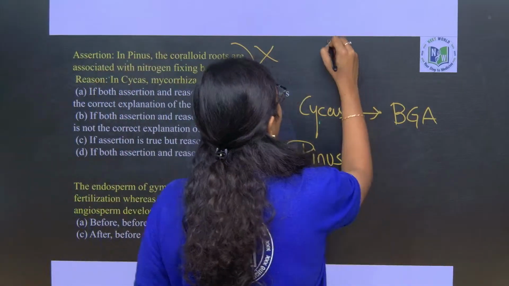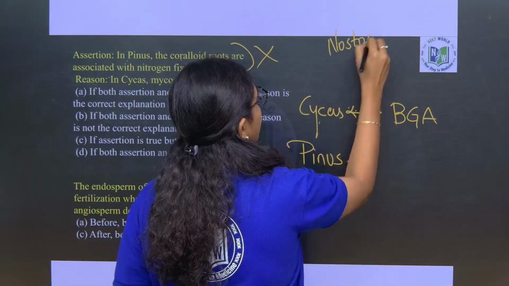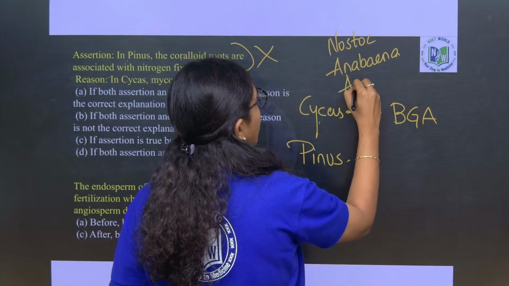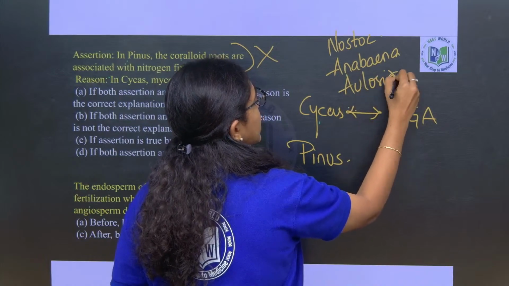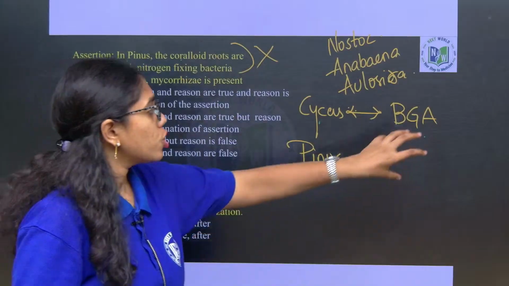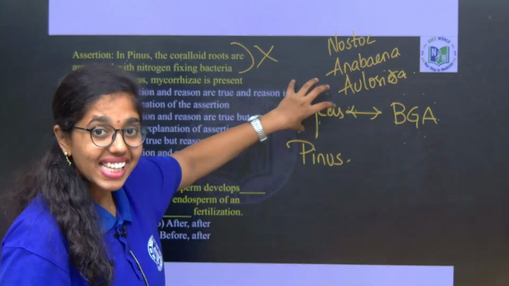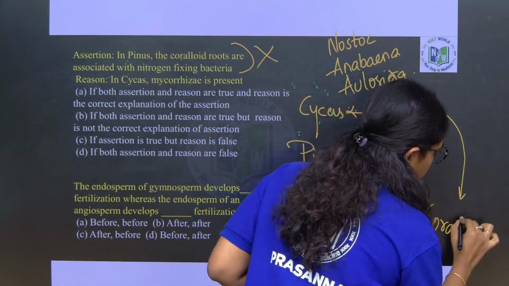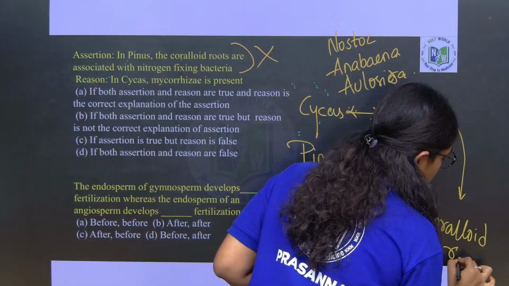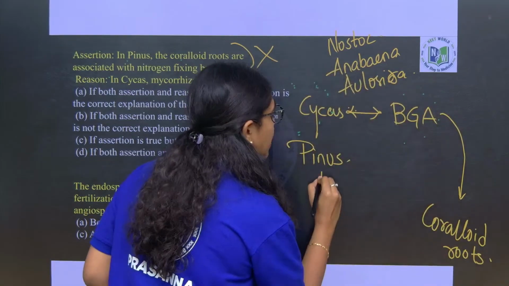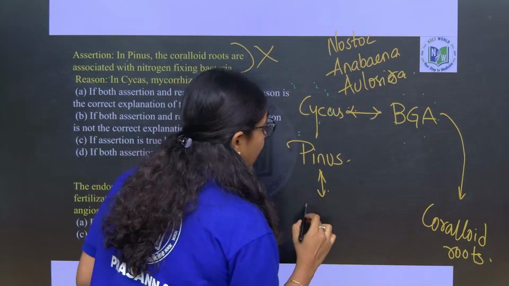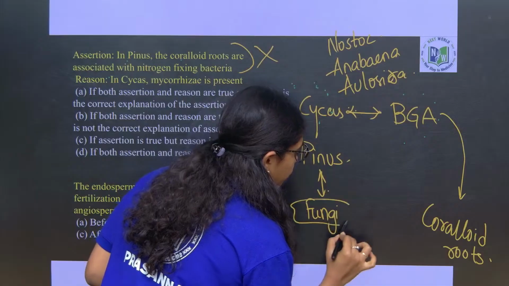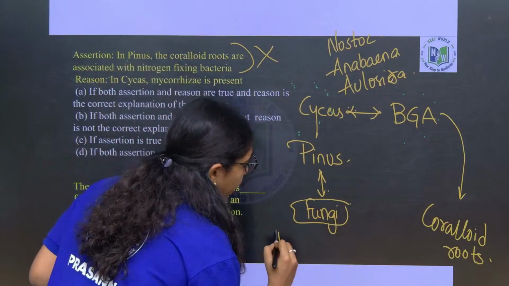Nostoc, Anabaena, Aulosira. These are the examples of blue-green algae. Blue-green algae in association with Cycas roots, what do you call it? You call it coralloid roots. In Pinus, what is the association? In Pinus, the association is with fungi. This is called mycorrhizal roots.